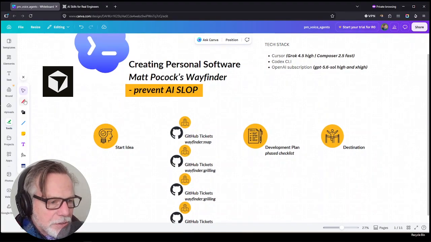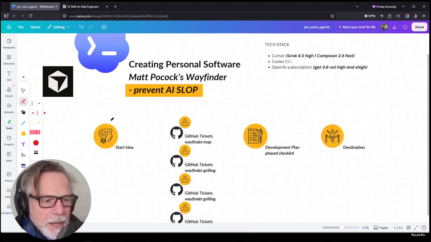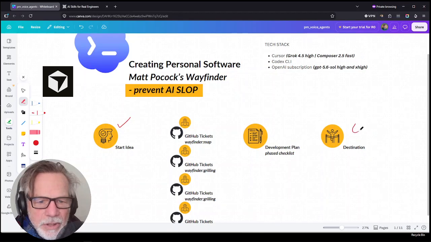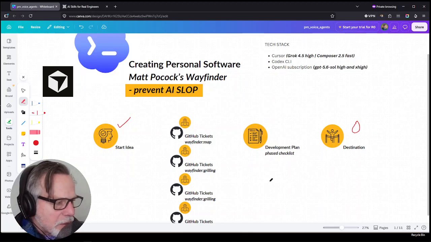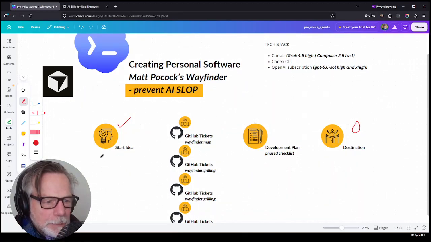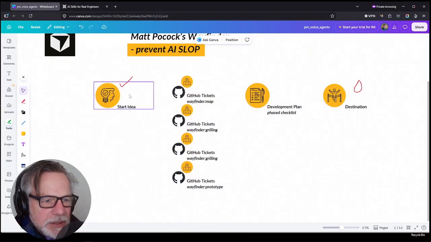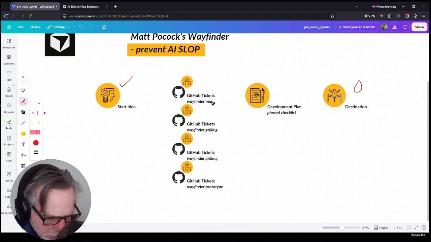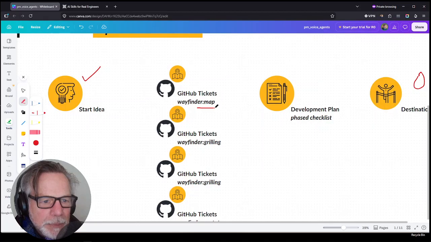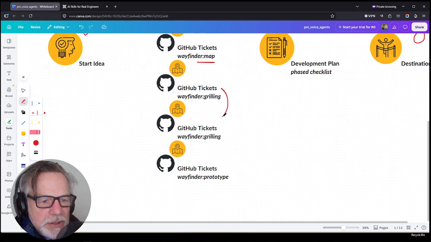You have a starting idea, and you have a destination. So you have an idea, and this is where you want to go. This is what you think that the outcome should be, but you don't quite know how you're going to get there. So you run the Wayfinder skill, and what it does is it creates a Wayfinder map in GitHub. And then it creates a series of child tickets that relate to that map.